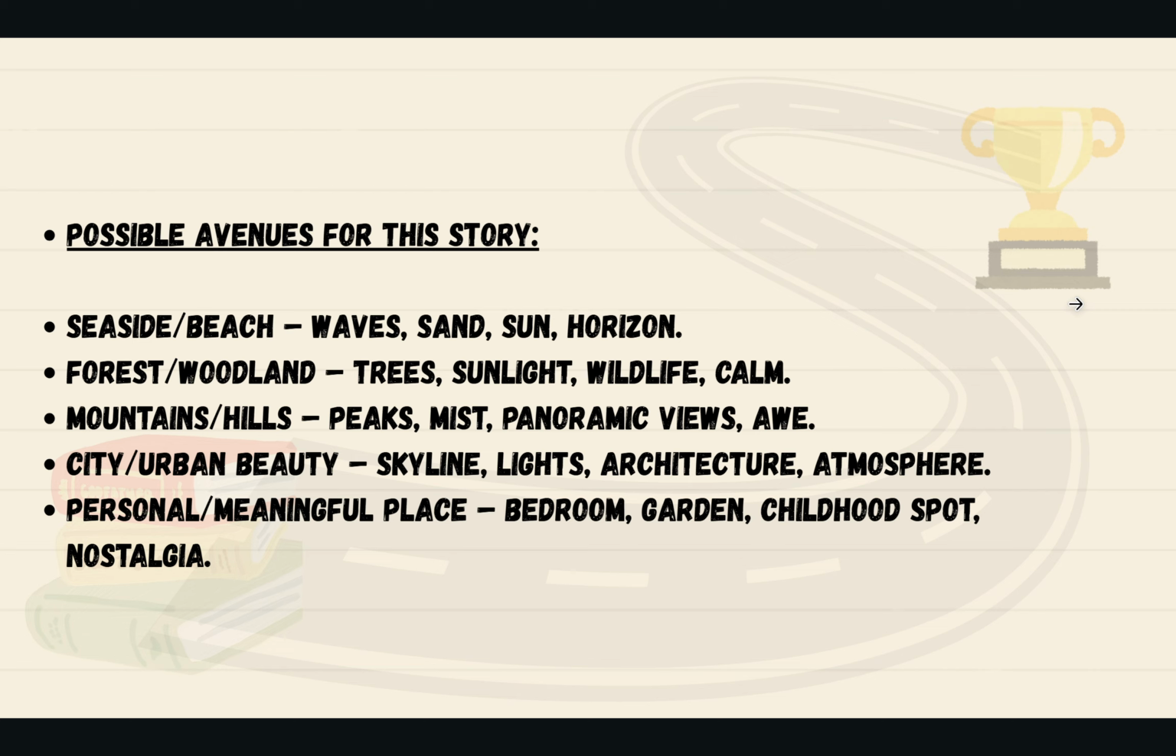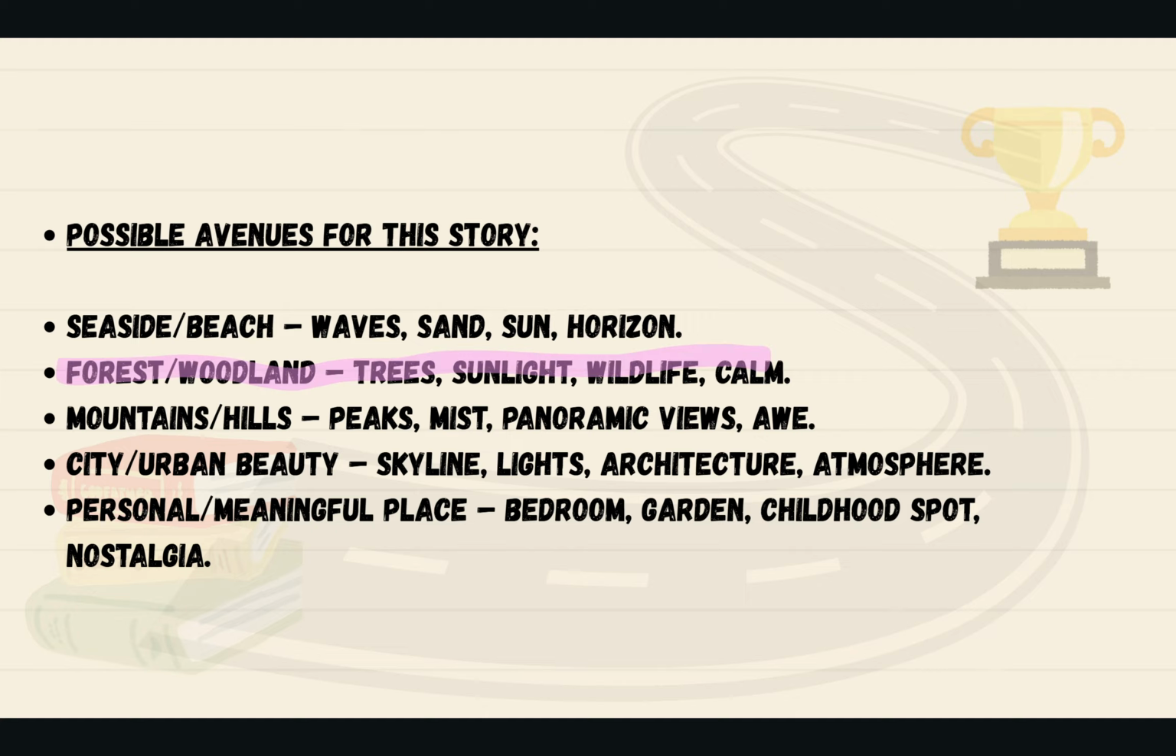So I've put some possible avenues for this story, and I've said we can do this as a seaside or a beach where we look at waves, sand, sun and the horizon. We can do it as a forest and a woodland where we look at trees, sunlight, wildlife and calm. We can do it as mountains and hills where we look at the peaks, mist, panoramic views and awe. We can do it as a city where there's urban beauty and the skyline, lights, architecture, atmosphere. We can also do it as a personal and meaningful place, as a bedroom, garden, childhood spot and nostalgia.